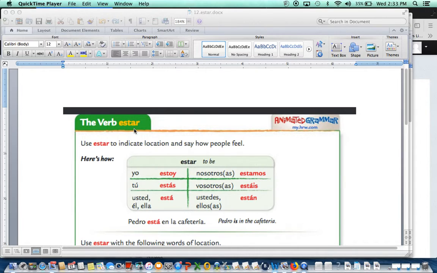Okay, so today we're going to learn about estar. Estar is another verb to be. We already learned about ser. Ser means to be in Spanish, and today we're going to learn estar. Estar means to be in Spanish, okay?